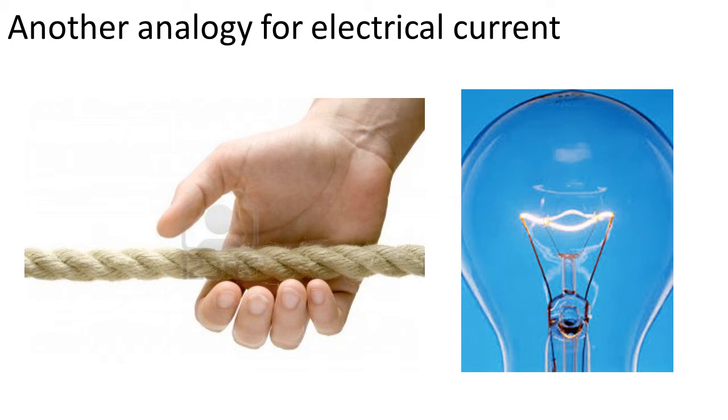So it's the same kind of idea. A rope being pulled through your hand generates heat and burns you, and a current of electrons, of charges flowing through a wire, causes resistance and causes it to heat up and therefore give off light. So let's explore this analogy a little more.